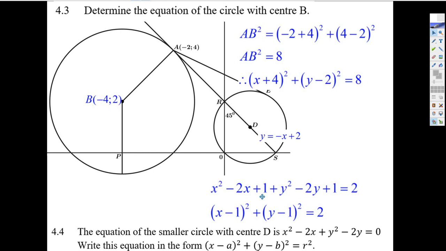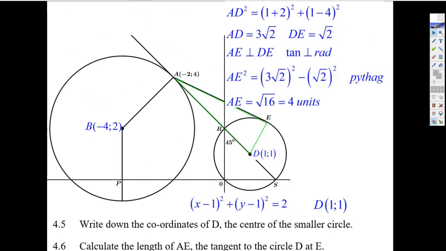I think that might be the next question, but let's just go and take a look at it. Write down the coordinates of D. Well, I've got the equation, so it's pretty straightforward. It's just 1 and 1. Okay.